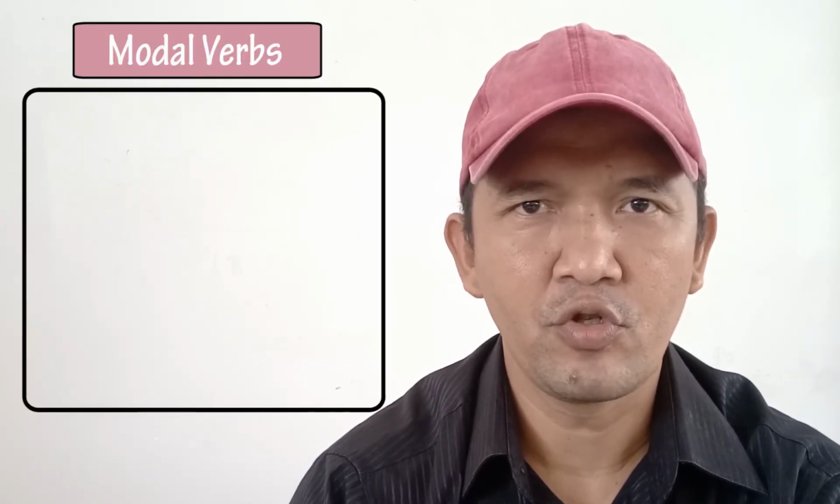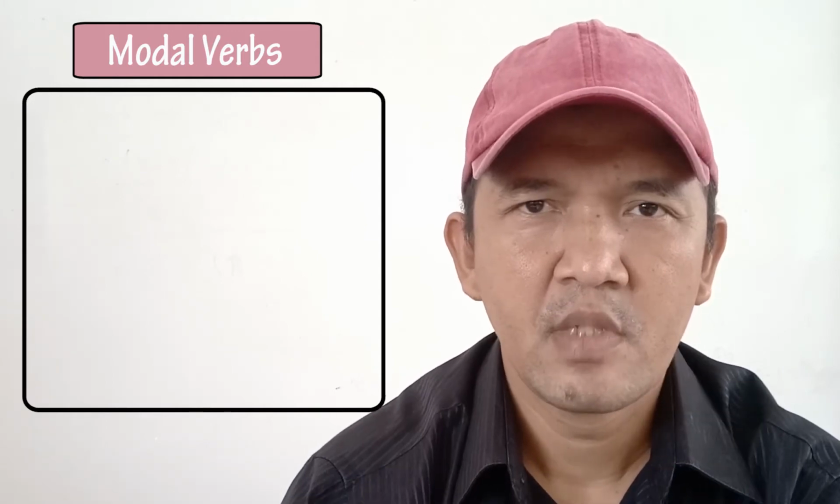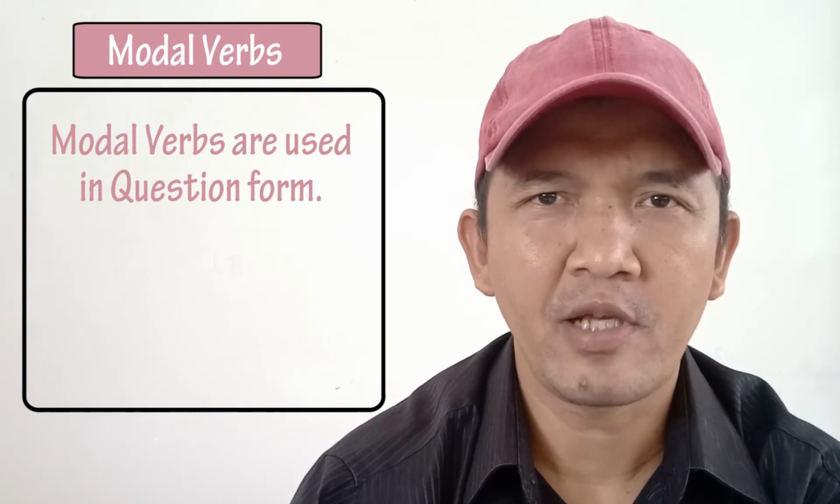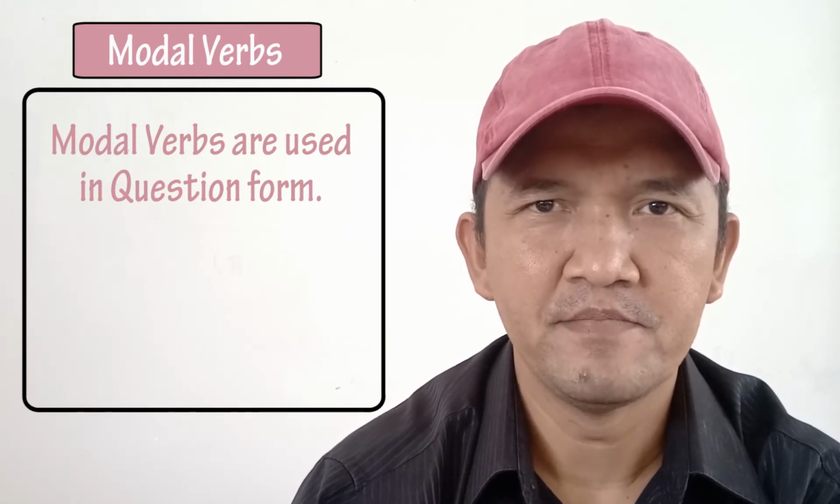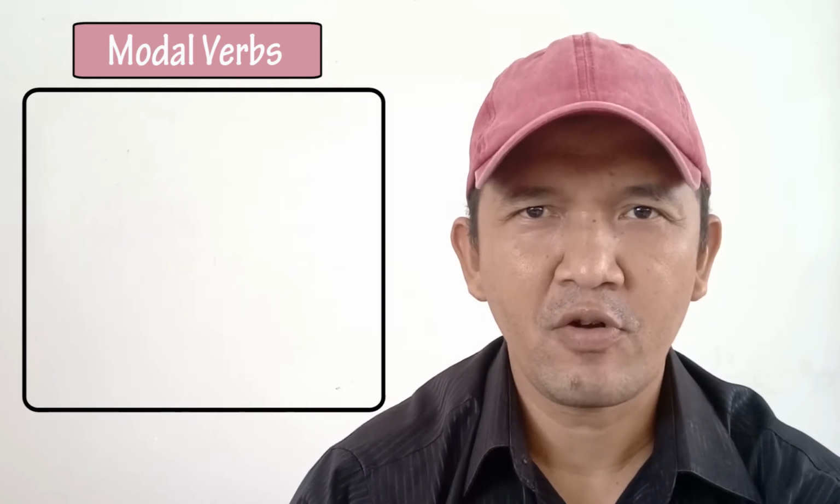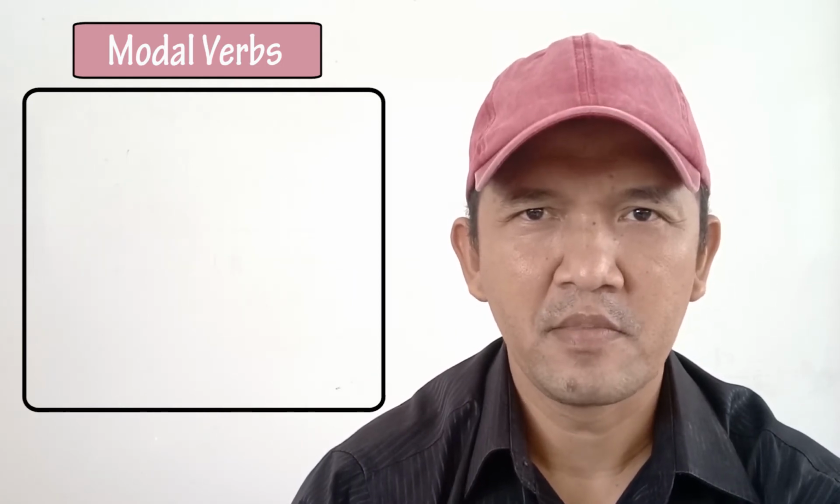So we don't have to use do, does, and did. Jadi tempatkan modal verbs ini before the subject, sebelum subjek. Contohnya, how could you do this to me? Now we are going to talk about the meaning of each modal verb.